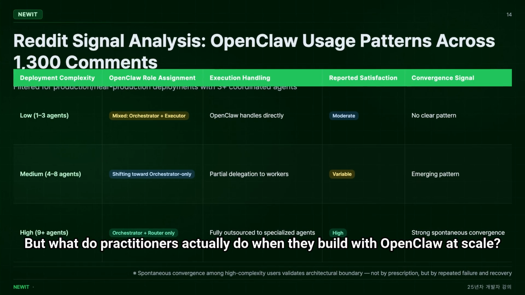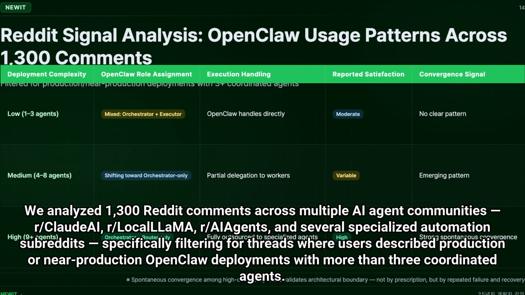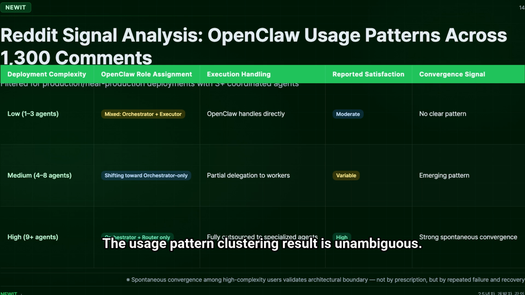Theory is one thing, but what do practitioners actually do when they build with OpenClaw at scale? We analyzed 1,300 Reddit comments across multiple AI agent communities, r/ClaudeAI, r/LocalLLaMA, r/AI_Agents, and several specialized automation subreddits, specifically filtering for threads where users describe production or near-production OpenClaw deployments with more than 3 coordinated agents. The usage pattern clustering result is unambiguous.